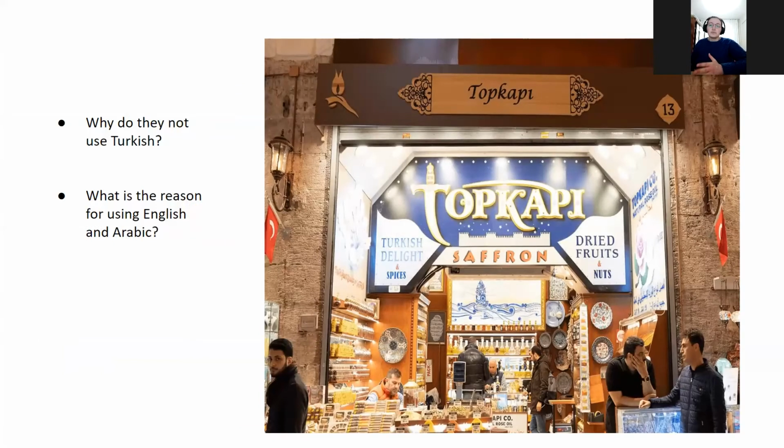And it's another picture from Spice Bazaar. Who sells spice, and there's no Turkish writings in these photos. And the teacher asks, why do they not use Turkish? And second question about this picture is, what is the reason for using English and Arabic?